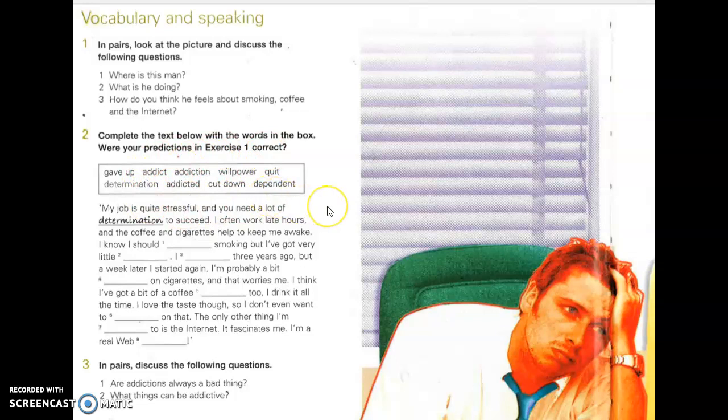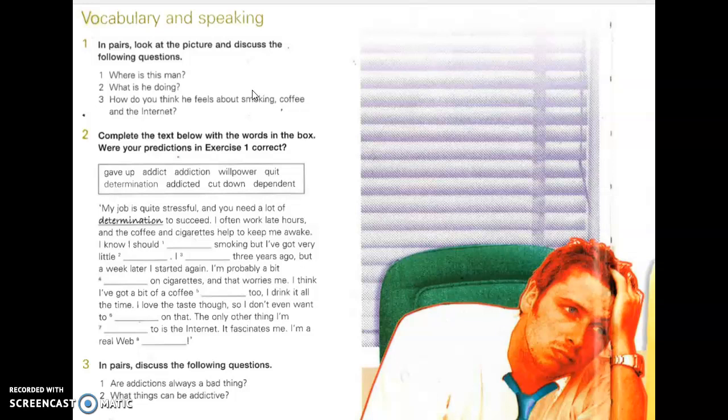There's a few different ways you can do it. It depends how much you want to pre-teach or whether you want to see what your students know. One potential option is to look at the first exercise, look at the picture of this chap here and discuss the questions. Where is he? What's he doing? How do you think he feels about smoking, coffee and the internet? As you elicit ideas about those things, you can try to steer your students towards eliciting the word addicted or addict, and then you could elicit the other parts of it.